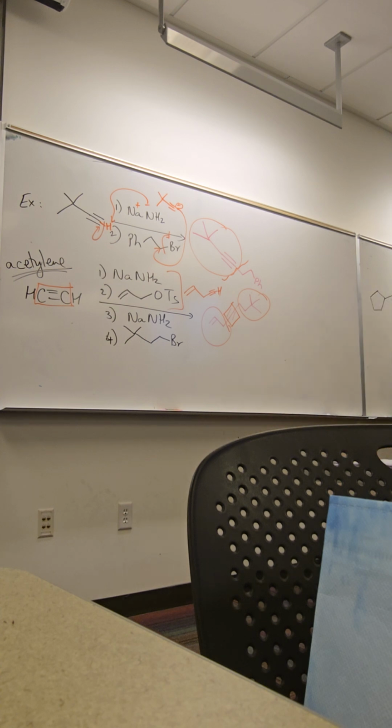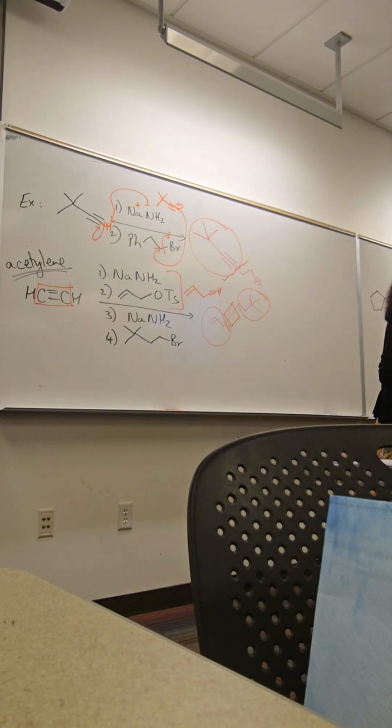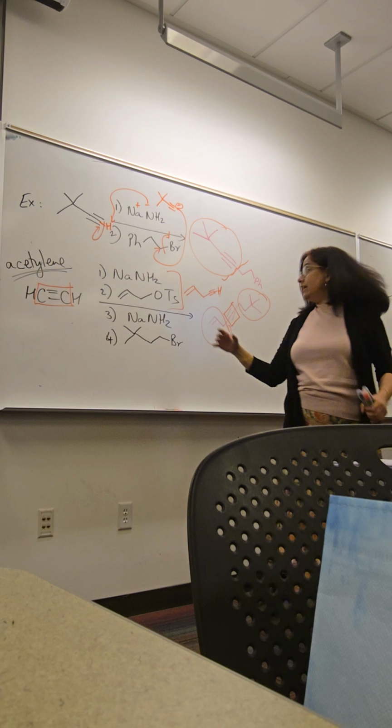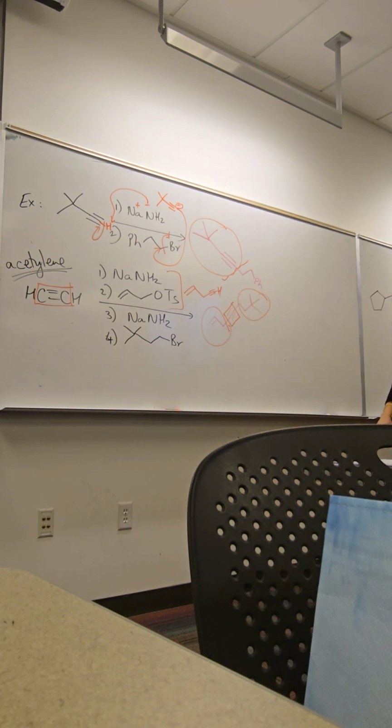So couldn't the first step remove both? No, that's a good question. Generally in organic chemistry, we don't see the formation of di-anions or di-cations, and so we just see one at a time. So you kind of have to do it sequentially. Okay. Yes, Carrie. I don't understand.